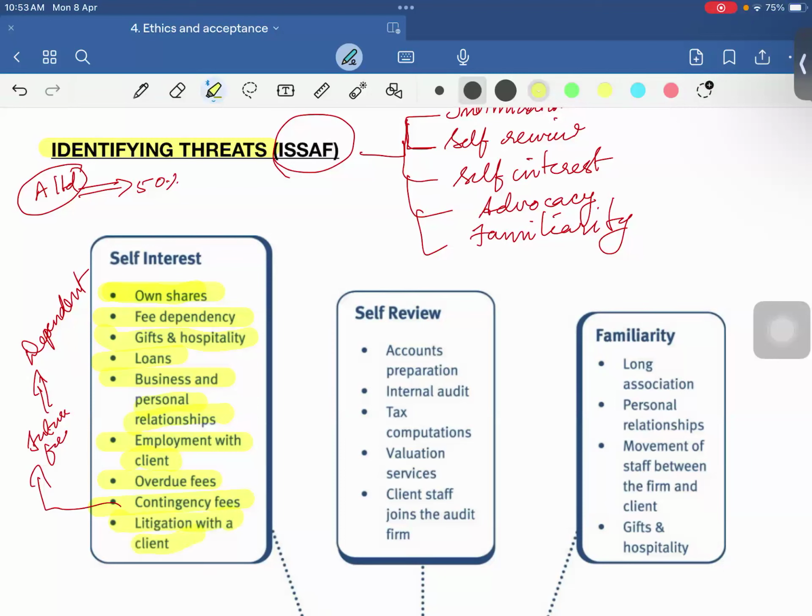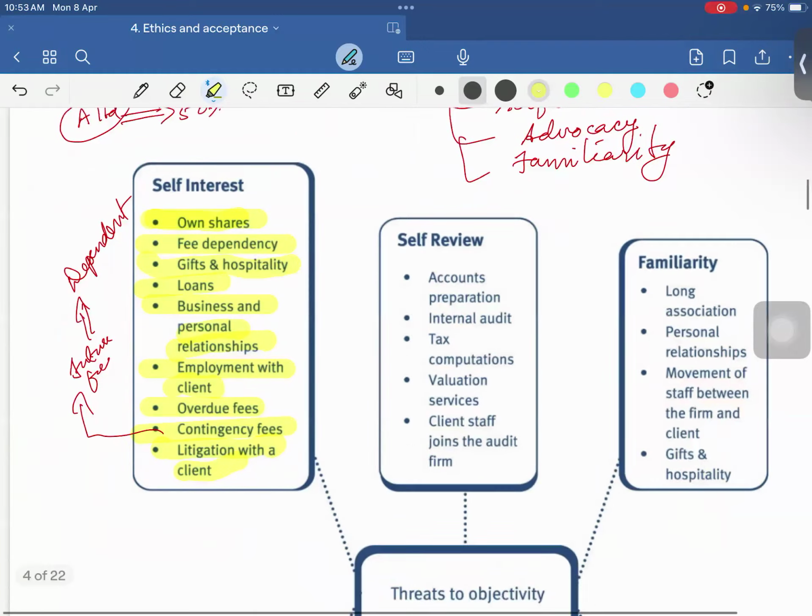Next one is litigation with the client. Suppose the auditor is running over, or currently the auditor has some suit against the client. Suppose that is the case. So in order to not get an unfavorable verdict, the auditor is going to turn a blind eye over the FS of the client. Clear? Understood, no?